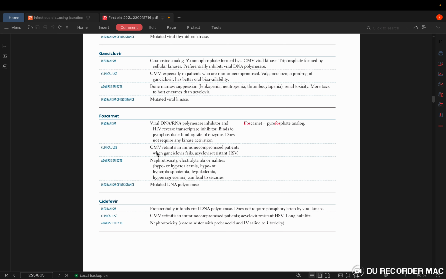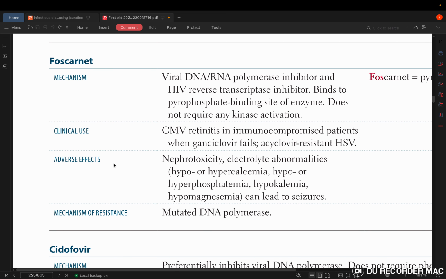So the clinical use is for CMV retinitis in immunocompromised patients when ganciclovir fails, or in case of acyclovir-resistant HSV. This drug works on everything, but be highly careful because we said no kinase, which means it will work everywhere. In the kidney, in the brain, in the heart. Well, what does that mean? So many side effects. Nephrotoxicity leading to electrolyte abnormalities, which is kind of funny.